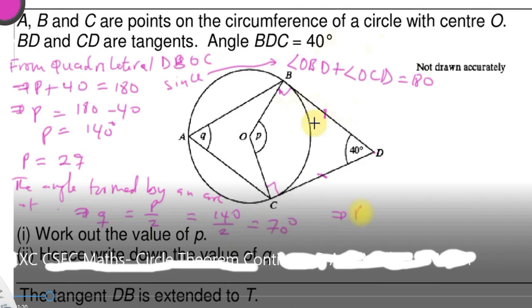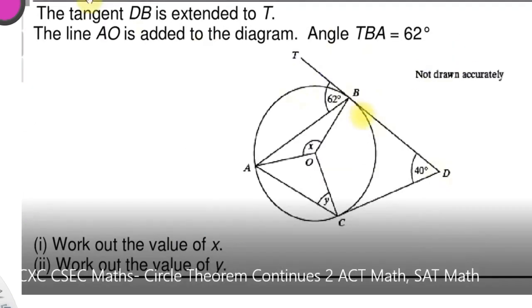So this implies that P is equal to 140 degrees, and Q is equal to 70 degrees. Let us consider another question.